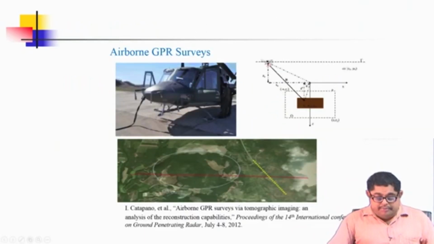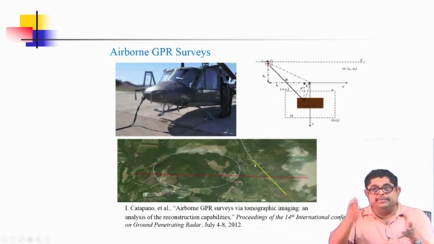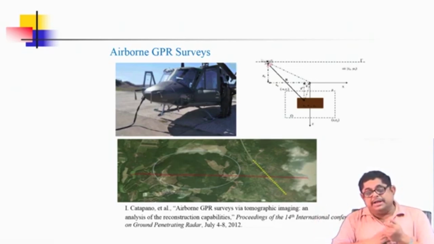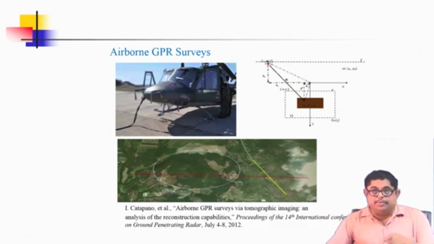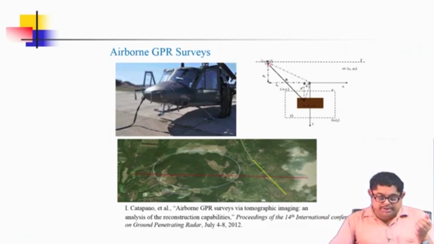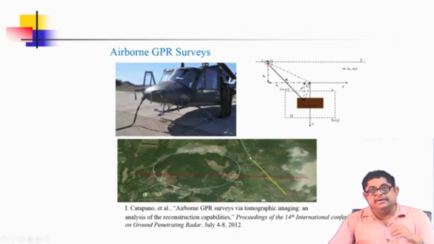Then airborne GPR surveys, where you can find out whether there is any buried tunnel between two countries. Suppose there is a border between them, but generally people infiltrate through tunnels, etcetera. So for detection of that, or whether any underground activity is going on, this tomographic image helps to find out what is there inside.